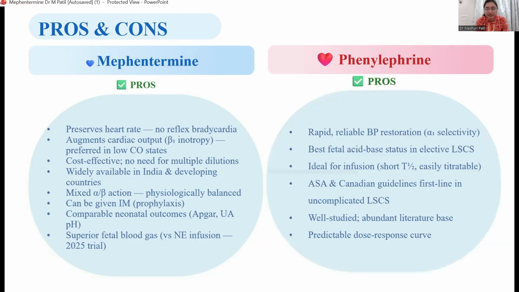Pros of phenylephrine are: it gives rapid and reliable BP restoration. Best fetal acid base status is seen in elective LSCS cases. Ideal for infusion, as it has a short half life of 2 to 4 hours, but because of rapid tissue distribution, it acts within 5 minutes and it is easily titrable. ASA Canadian guidelines: first line in uncomplicated LSCS.